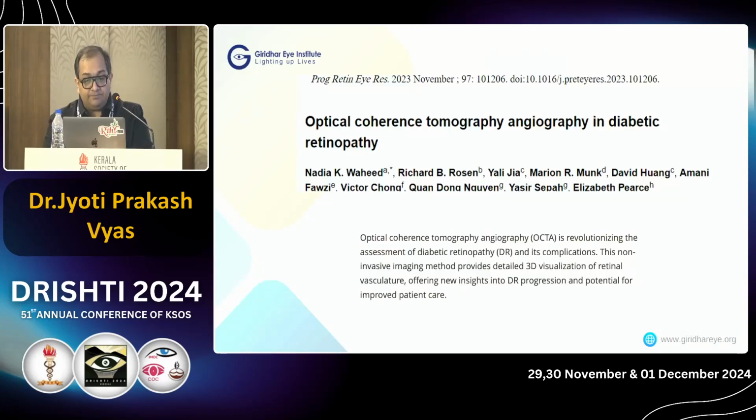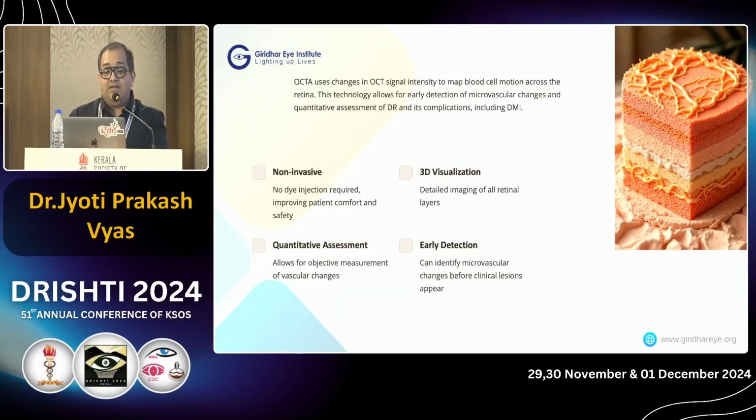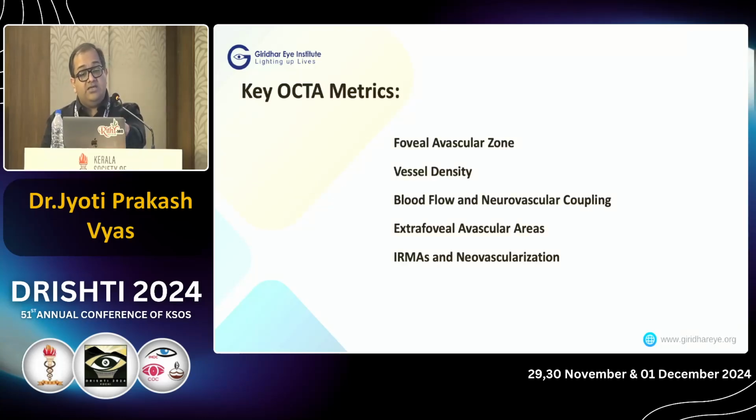Another article, which was published last year, was again on diabetic retinopathy OCTA assessment. Since it gives you a 3D visualization of the entire structure, they identified the key metrics which had to be studied. There are more research-related articles on these metrics, but they are yet to be utilized in clinical practice.